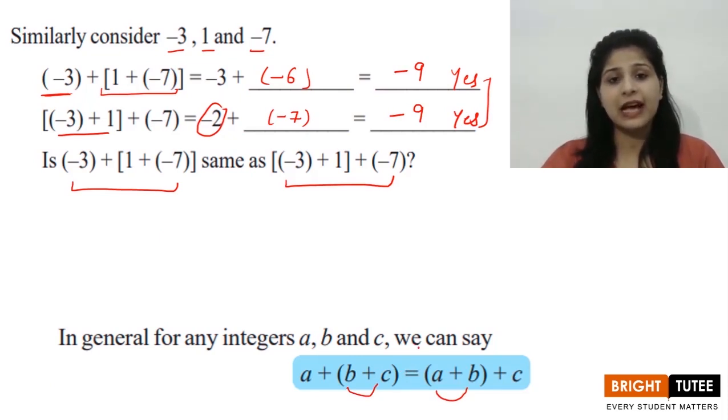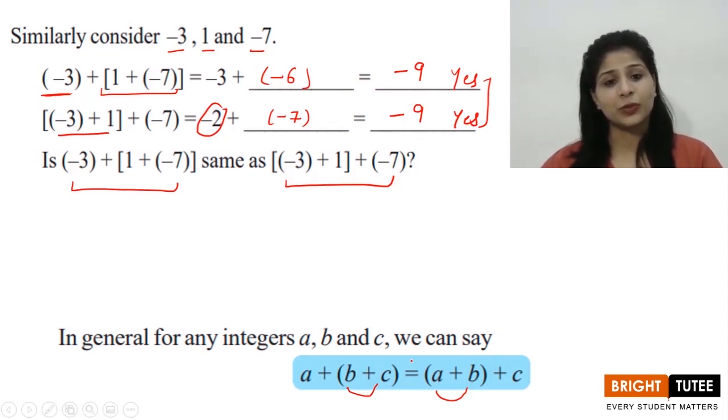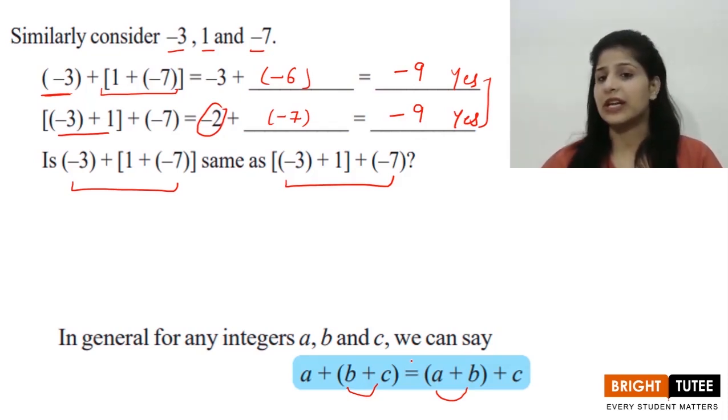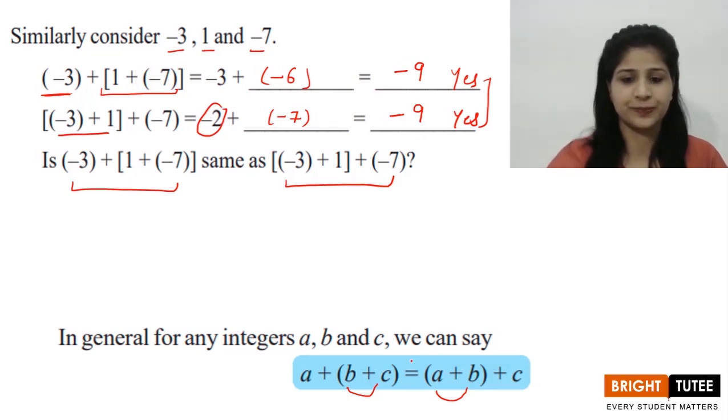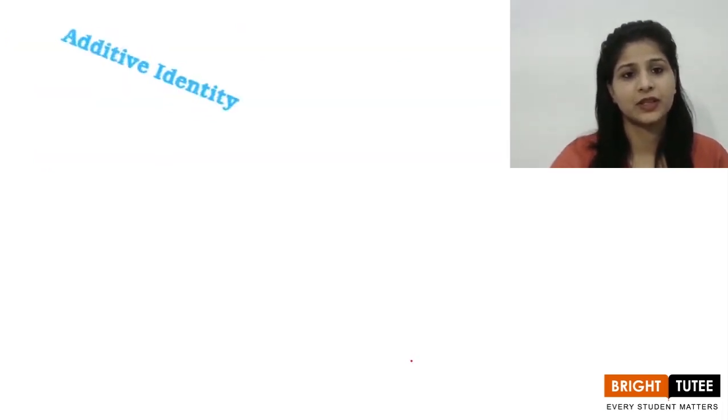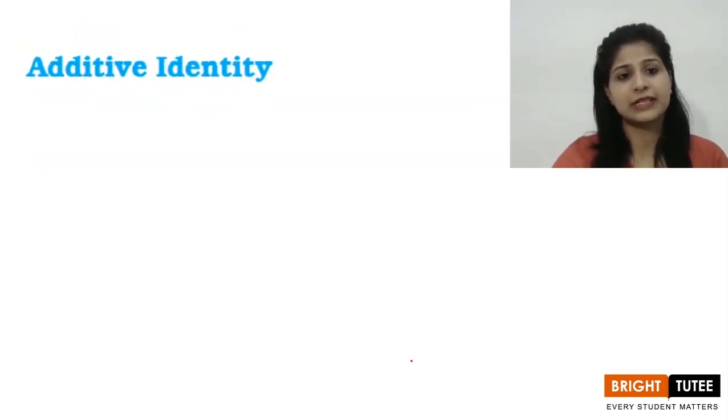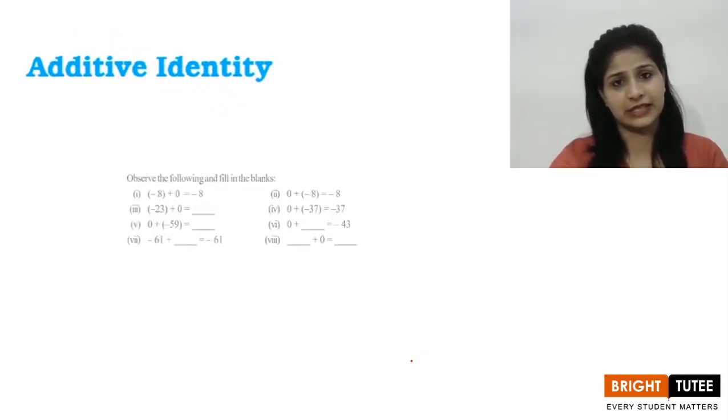So, what we say at the last? That associative property is applicable to the addition of integers. Okay, now we will discuss additive identity.